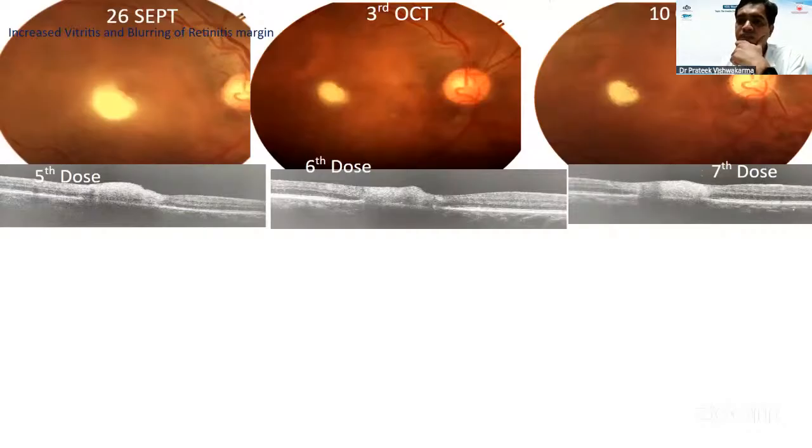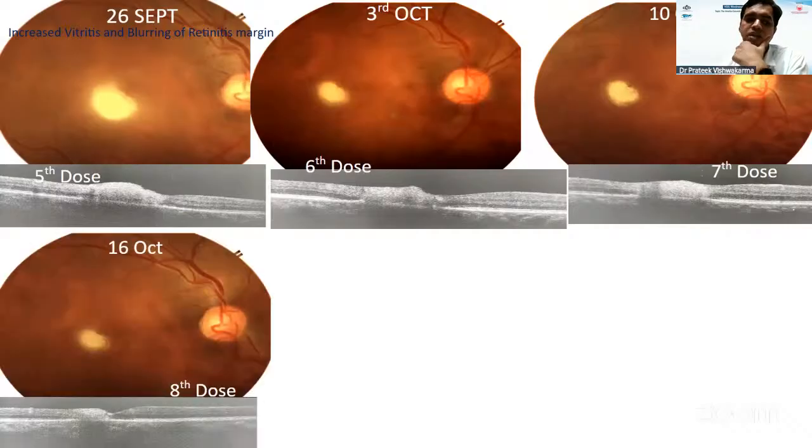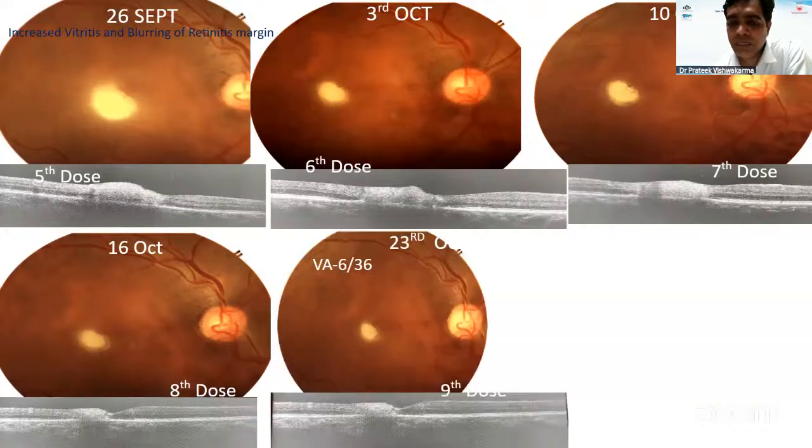But even after giving the 7th dose, we found that there was a defined margin, but the central lesion was still present. So I was worried about what to do now. How many doses should I give to this patient? So I gave another dose, but this was my final dose. And after that, I waited for 2 to 3 weeks.